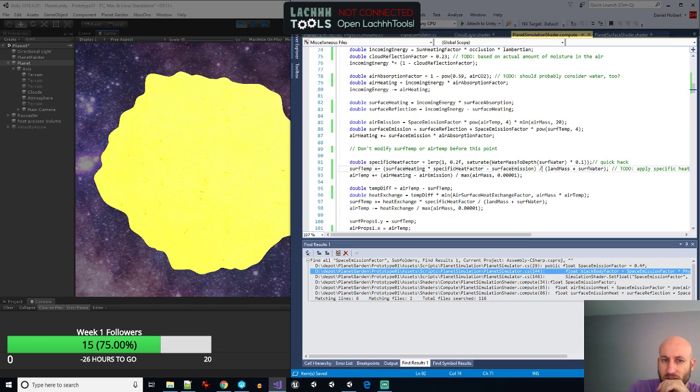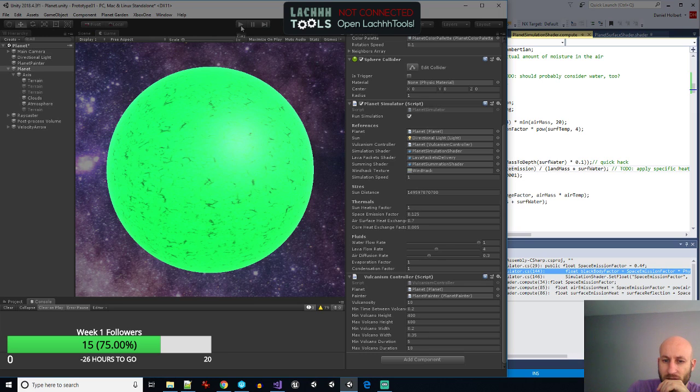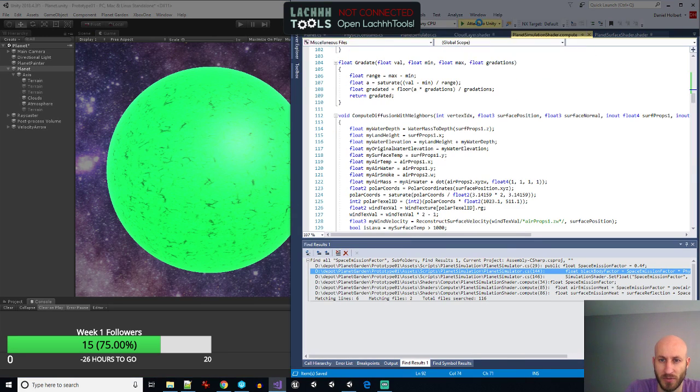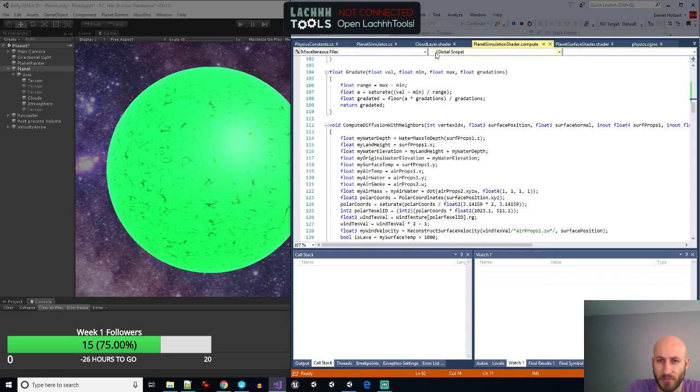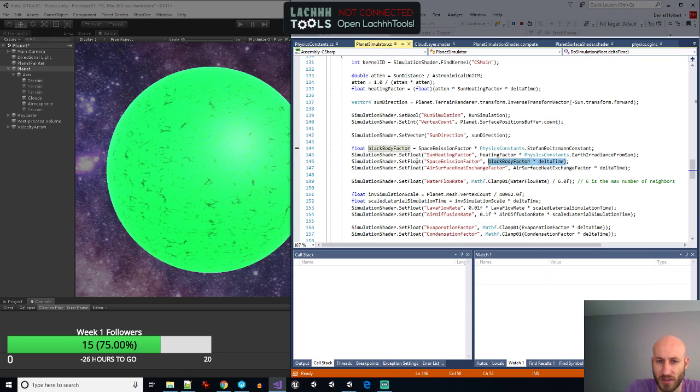So I'm kind of curious to look at why that might be. So let me start off the simulation like that. I'm going to step into the code a little bit. First thing I'm going to check on the CPU and make sure that the data I'm sending from the CPU to the GPU looks reasonable.